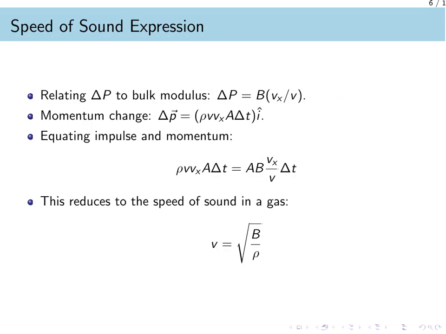We can further refine our derivation by relating the pressure change to the bulk modulus. Specifically, the change in pressure is equal to the bulk modulus multiplied by the ratio of the piston speed to the speed of sound. At the same time, the change in momentum for the gas element is equal to the density of the gas times the speed of sound, the piston speed, the area, and the time interval. By setting the impulse equal to this change in momentum, we find that the density times the square of the speed of sound equals the bulk modulus. This simplifies to the final expression for the speed of sound in a gas.